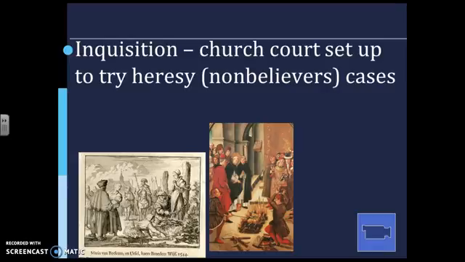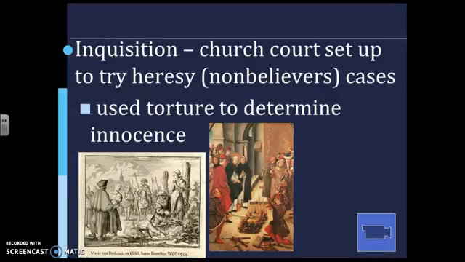One of the activities today has you watching a video about the Inquisition, but mainly about the various torture techniques they would use to help force a confession. They used questioning and some very brutal torture tactics to determine your innocence as well.